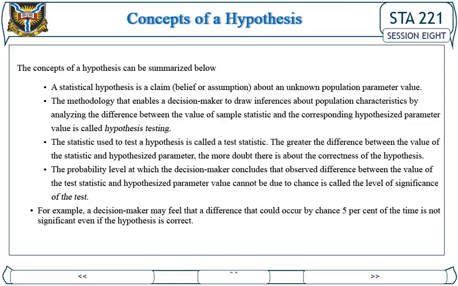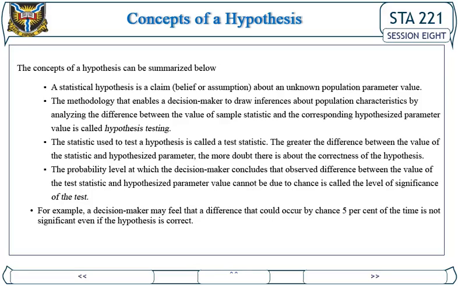Concepts of a hypothesis. The concept of a hypothesis can be summarized below. A statistical hypothesis is a claim, belief, or assumption about an unknown population parameter value. The methodology that enables a decision maker to draw inferences about population characteristics by analyzing the difference between the value of sample statistic and the corresponding hypothesized parameter value is called hypothesis testing. The statistic used to test a hypothesis is called a test statistic.